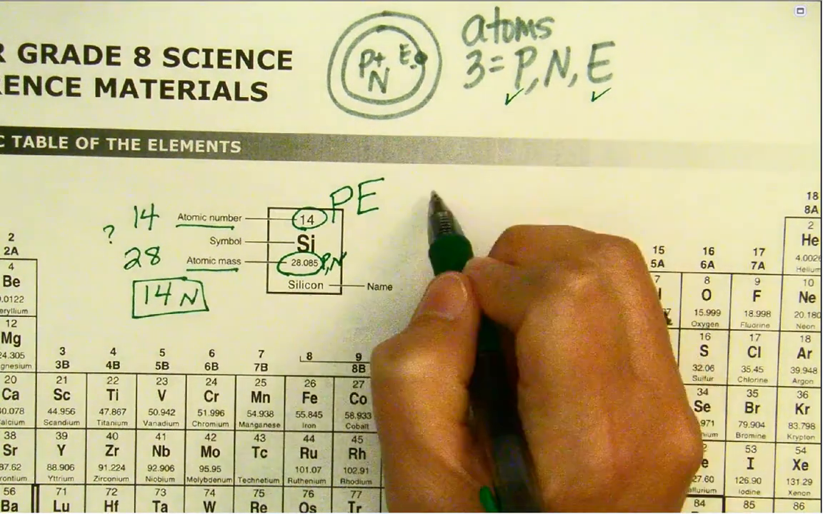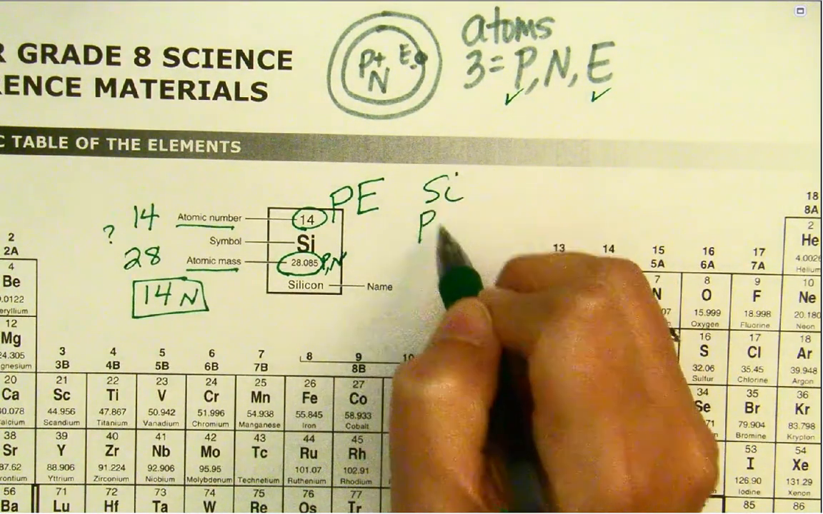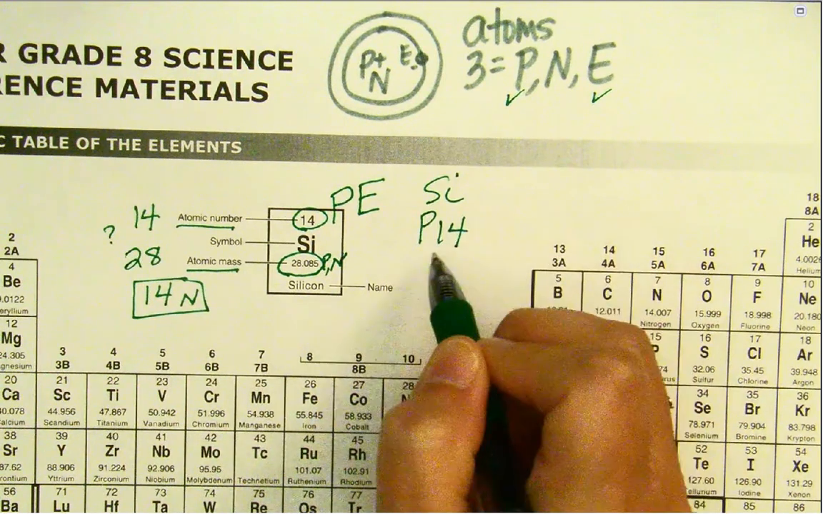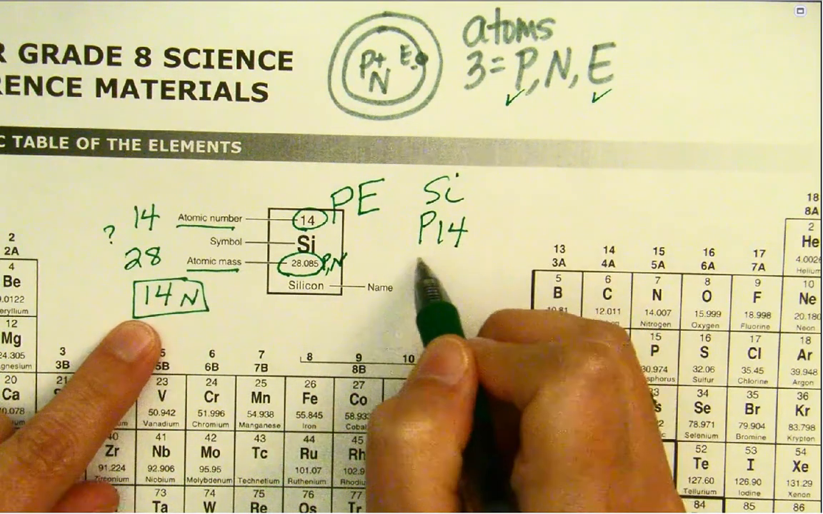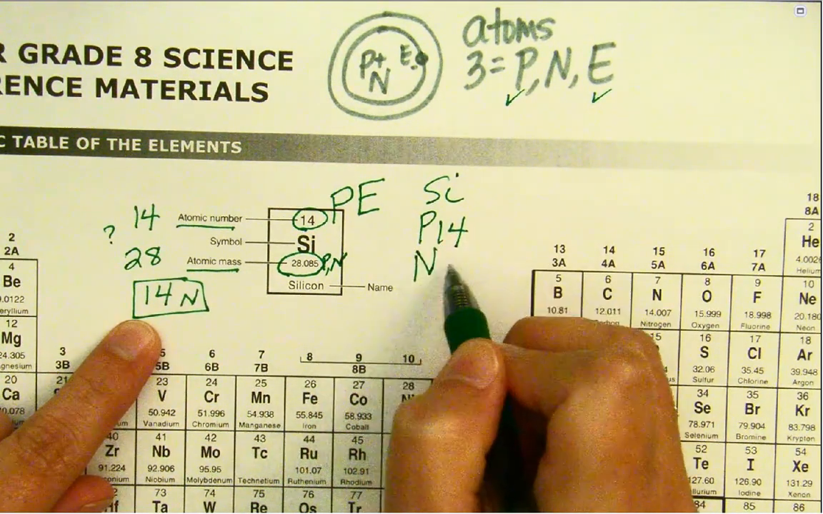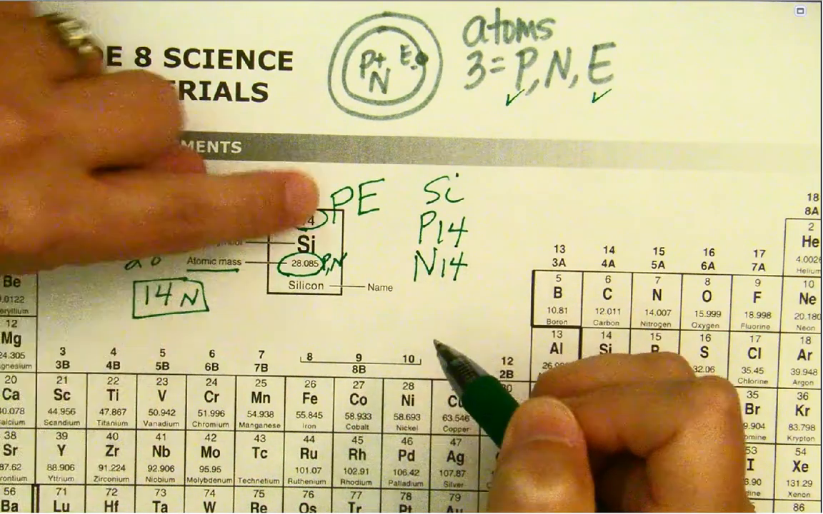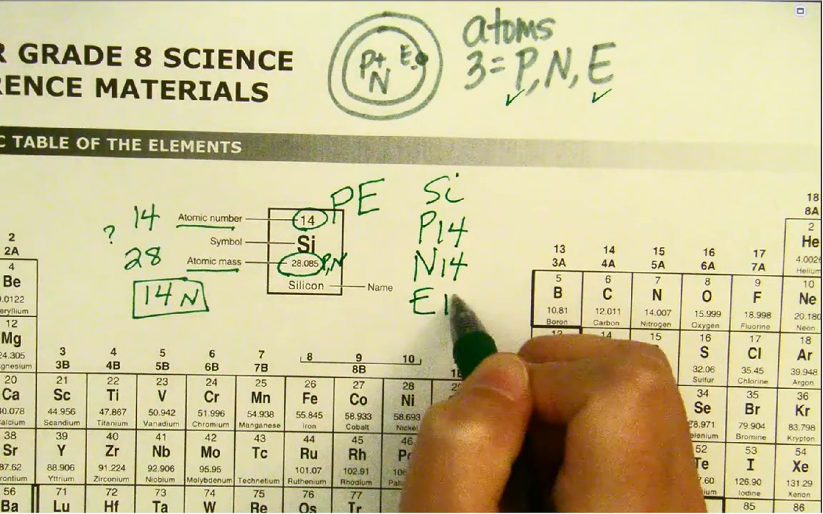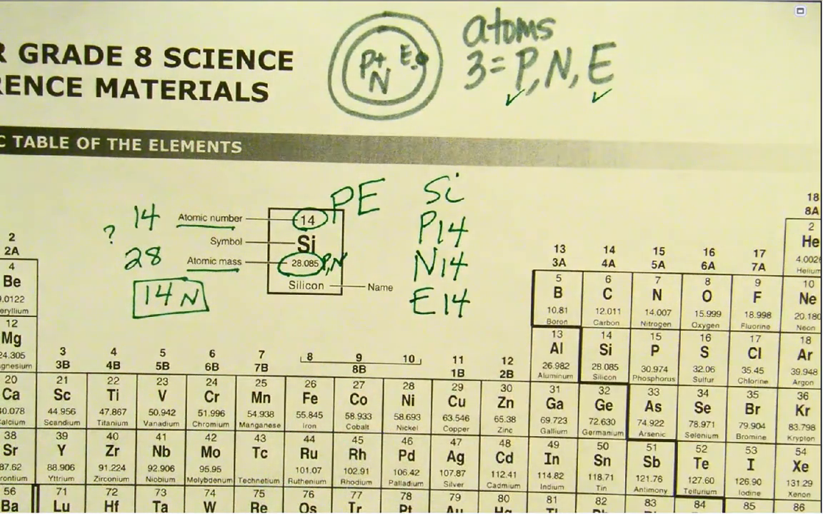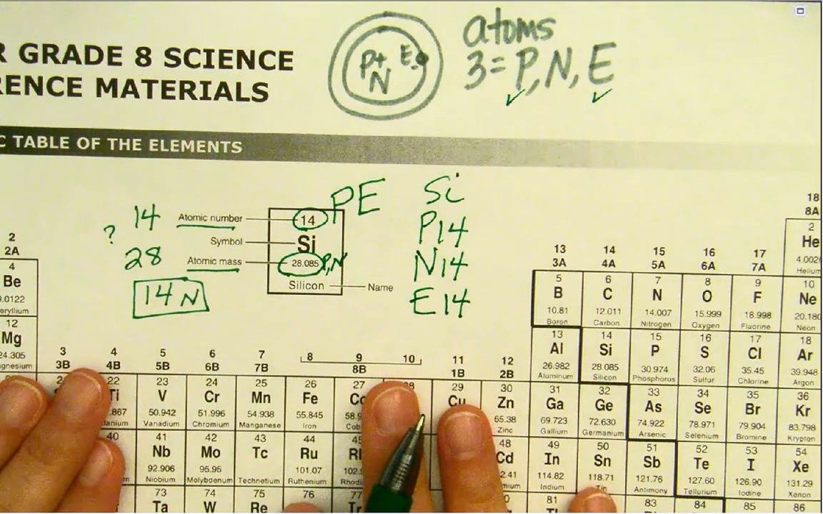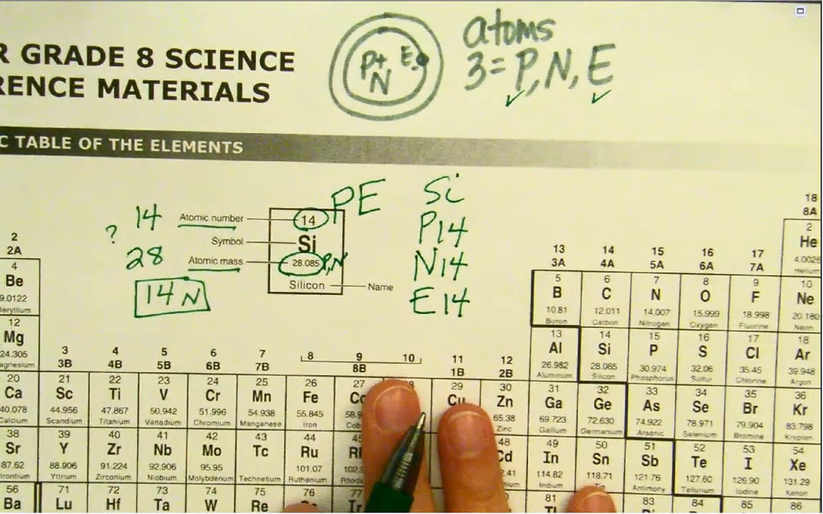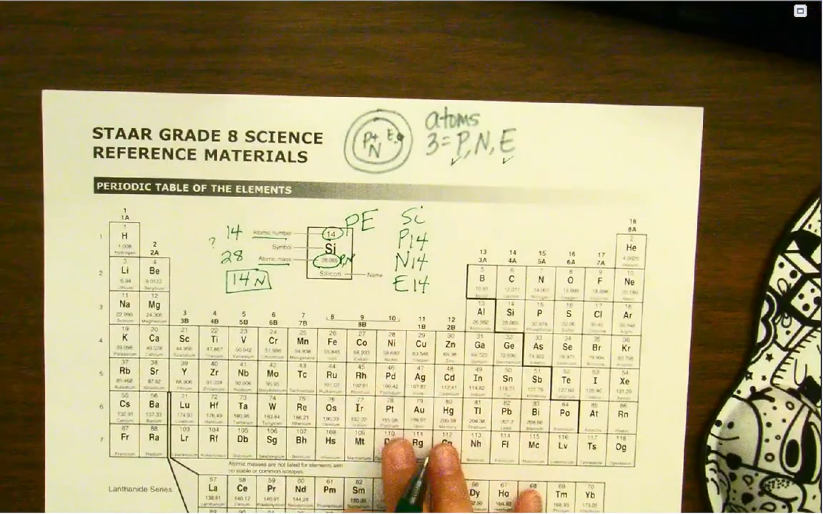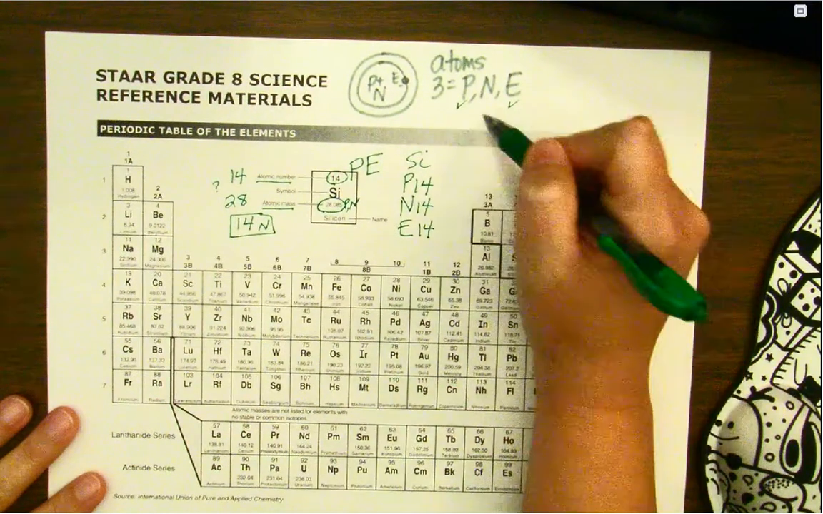So a silicon atom has 14 protons, 14 neutrons, and 14 electrons. That's how you find out. That's how you use the periodic table to find out how many subatomic particles that atom has. So now we know the number of neutrons.